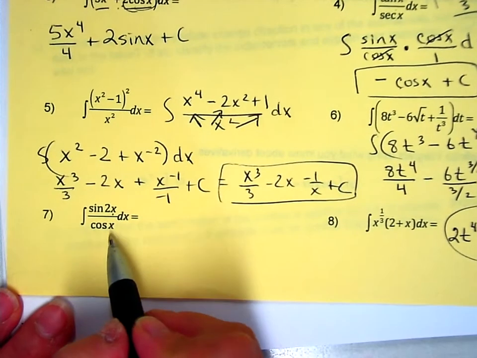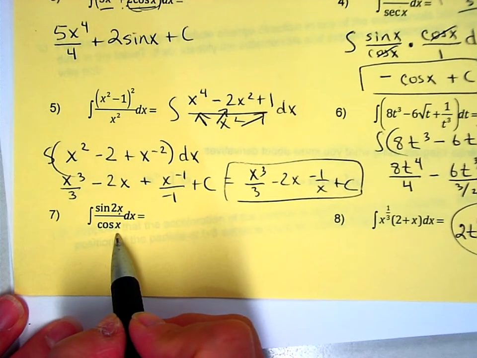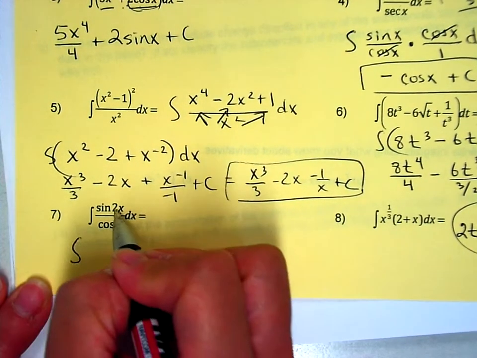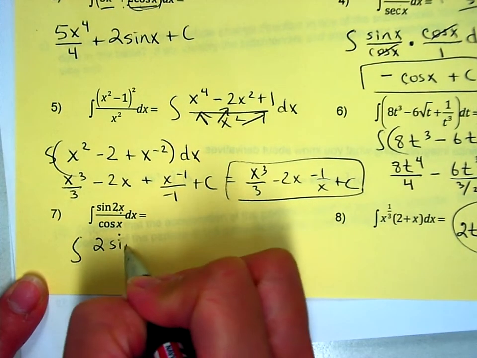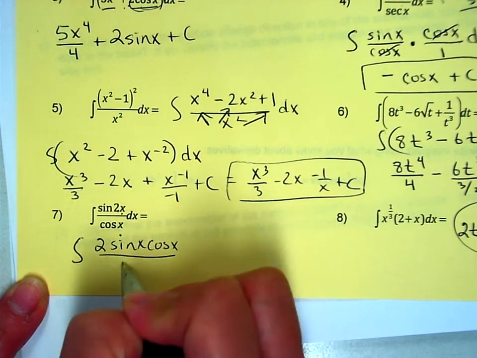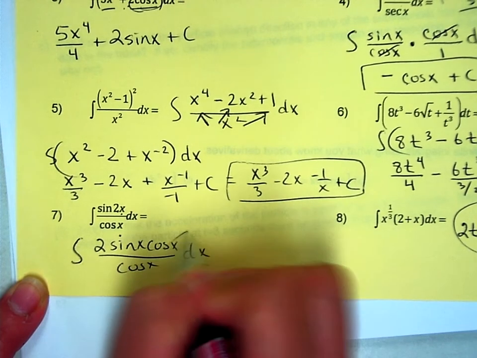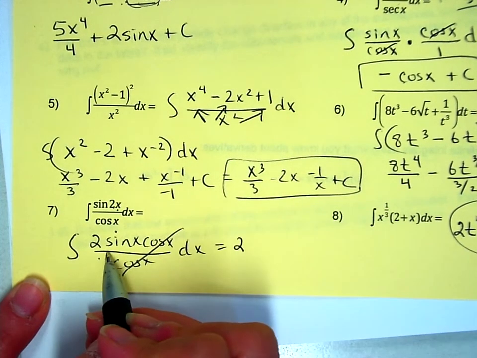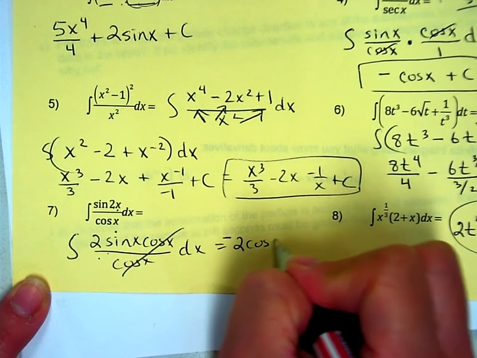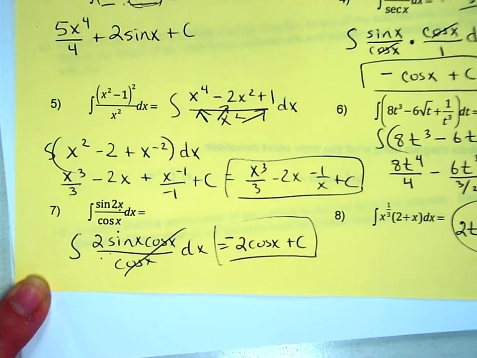Okay, last two. Okay, again, there's a quotient. We do not have a quotient rule. Okay, this, you can use the identity. Sine of 2x is the same as 2 sine of x cosine of x. And notice what happens to the cosine. So really, you're left with the 2. Antiderivative of the sine is negative cosine of x. And then I have that plus c.